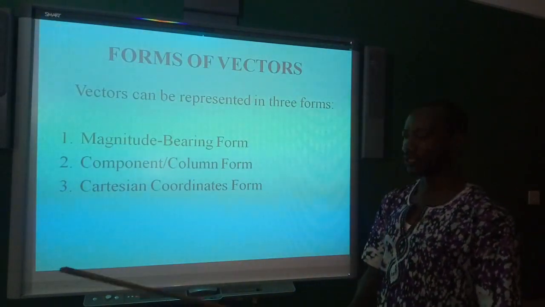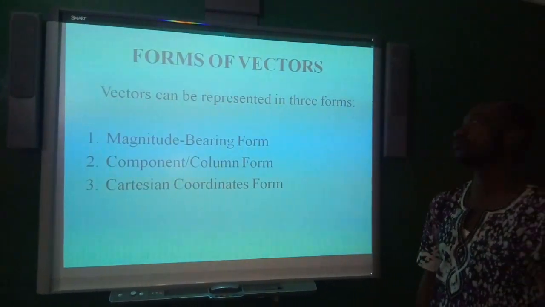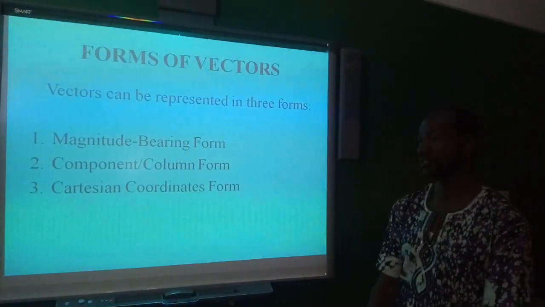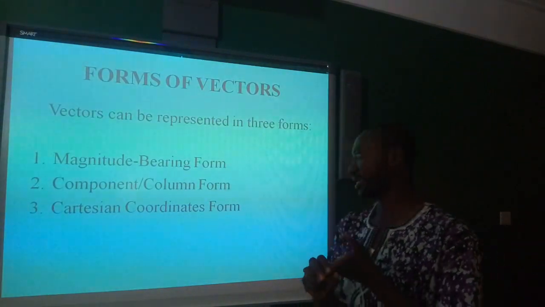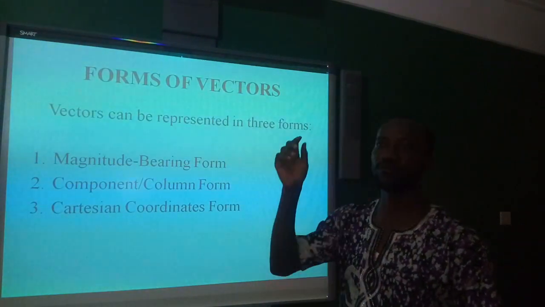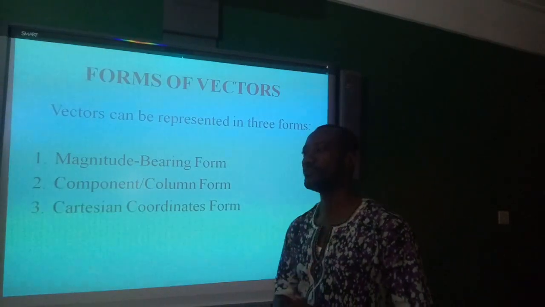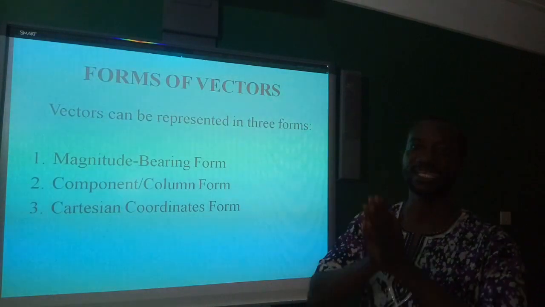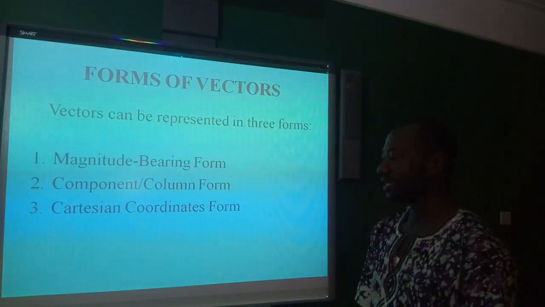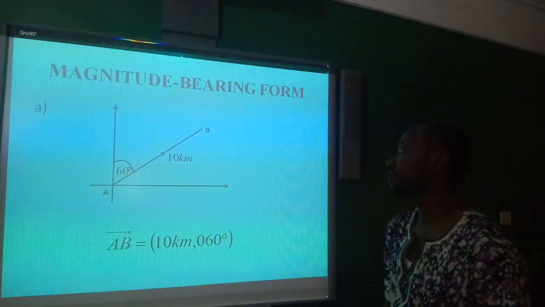Now, vectors can also be written in different forms, and we have three forms to represent a vector. The first one is magnitude-bearing form. Second is component or column form, and last one is Cartesian coordinate form. So we are going to take them one after the other and see how to represent them.